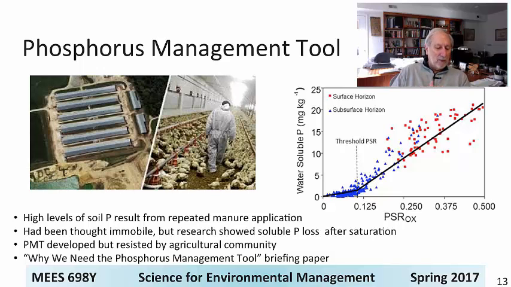So a new approach to manage that risk, to determine which fields were susceptible to the loss and which needed a more restrictive application of manure and other fertilizers, was developed. It's called the phosphorus management tool. It was developed by the ag science community, but the agricultural community resisted it to the point where they kind of backed off, and we were at an impasse.